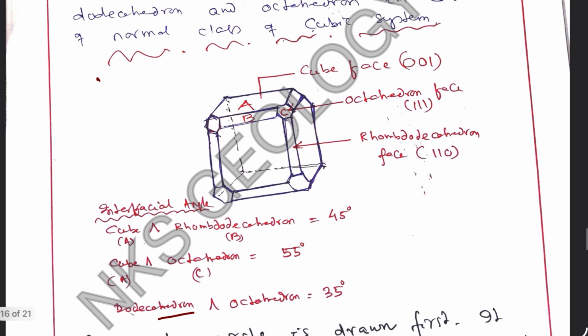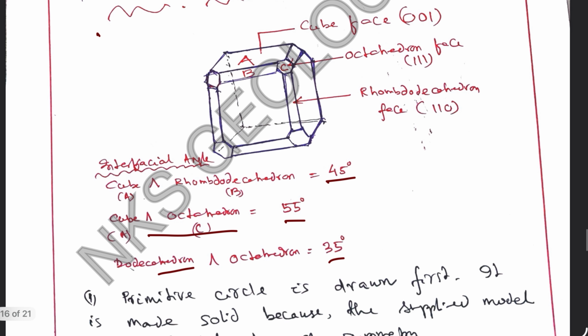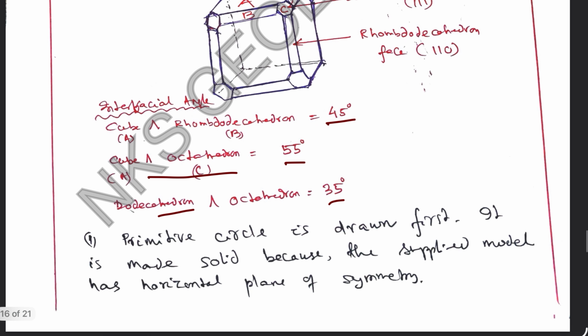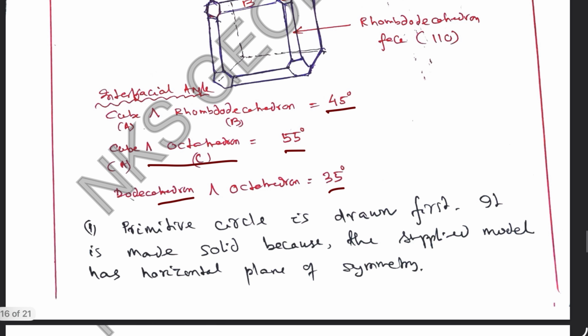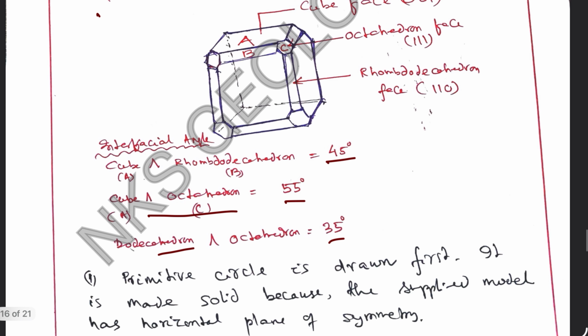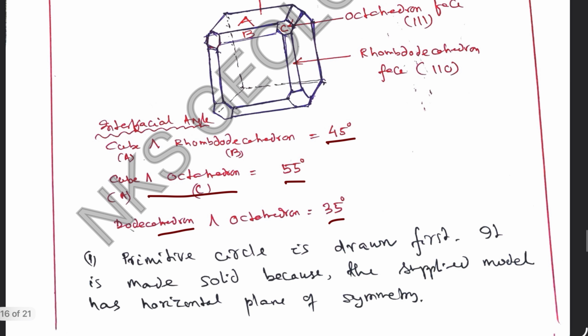Its interfacial angles: cube versus dodecahedron is 45 degrees, cube versus octahedron is 55 degrees, dodecahedron versus octahedron is 35 degrees, and these interfacial angles are fixed for cubic crystals. Let us say this is the crystal model, how can it be plotted in the stereo diagram.